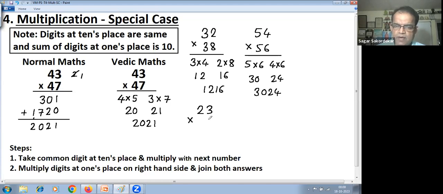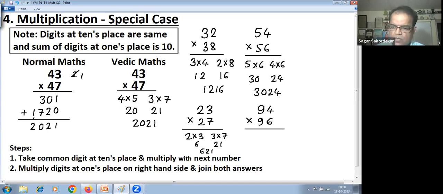23 multiplied by 27. 2 is common. 3 plus 7 is 10. So it satisfies the rule. Take the common digit, multiply it by one more, and multiply digits at one's place on the right hand side. This is 6. It's 21. So answer is 621.